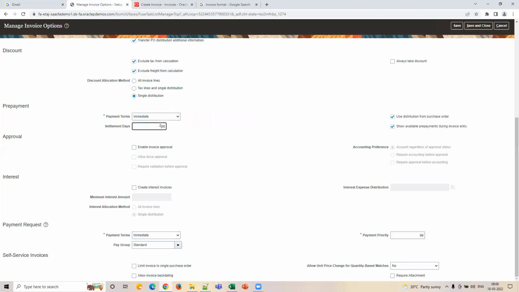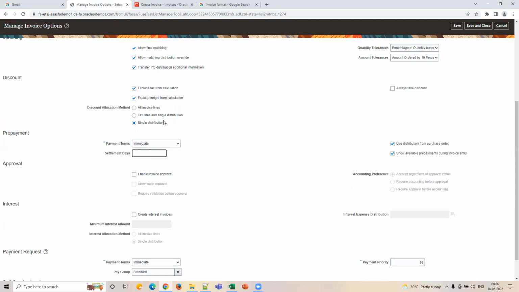I can set it up here. In general, the condition is not like that. You'll make a prepayment, and whenever you want, you can purchase the goods from them. It's not required. Use distribution from your purchase order. Whenever you're matching your purchase order to your prepayment, use the distribution from your purchase order to your prepayment.